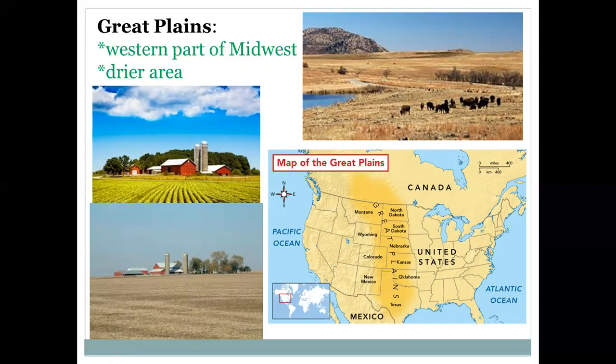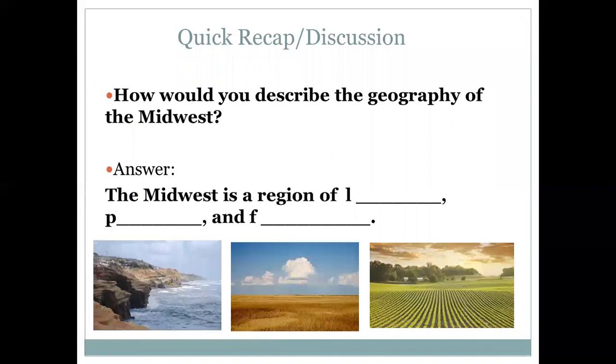Now before I end the lesson, I have a question for you guys. I have only one question just to wrap up everything. How would you describe the geography of the Midwest? I've given you 3 quick pictures for you to fill in the missing words. The Midwest is a region of, what word stands for L? Look at the picture. What are the physical features of these pictures? P stands for what, and F? Okay, I'll give you a few seconds to think of the answers.